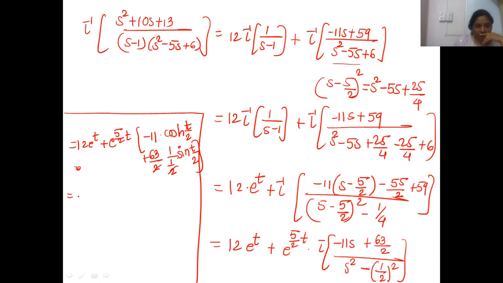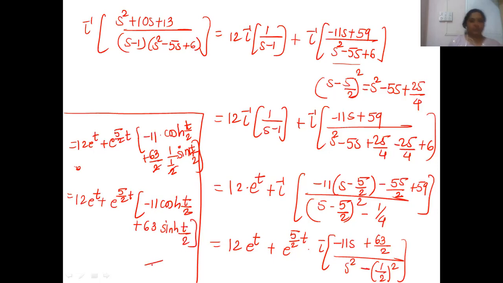Final answer will be like 12 e raised to t plus e raised to 5 by 2 t minus 11 cos hyperbolic t by 2 plus 63 sine hyperbolic t by 2 will be the answer.